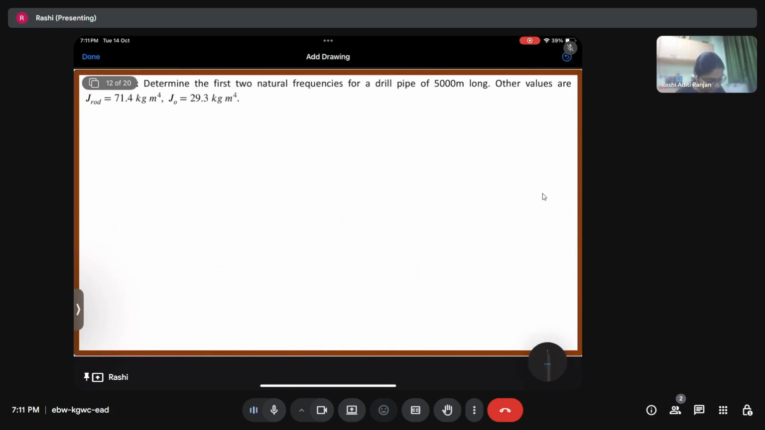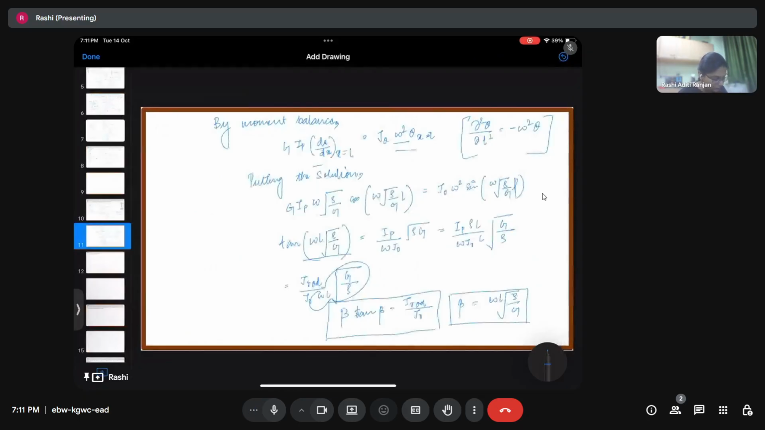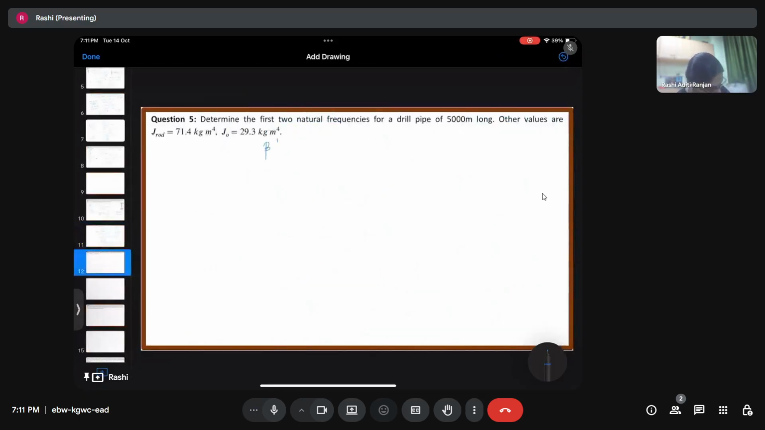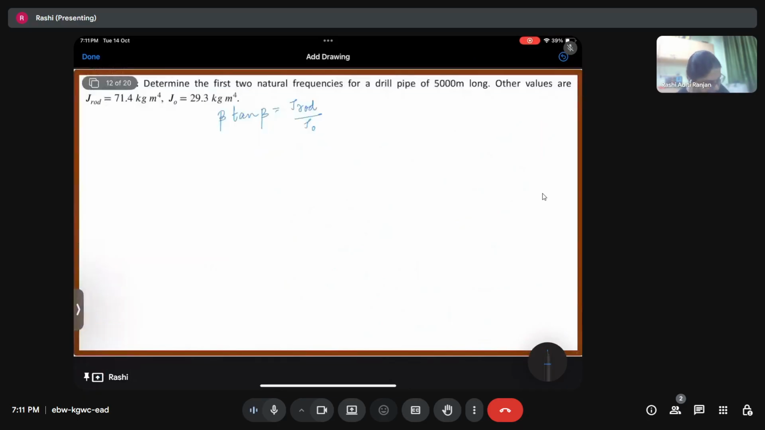Okay, so in the previous question, what was the expression that we got? This one. We had beta into tan of beta is equal to what? J of rod by J naught. Right? This was the expression for natural frequency. Now, this is the expression which is fine, but again, this is a transcendental equation. So we need to solve it simultaneously.